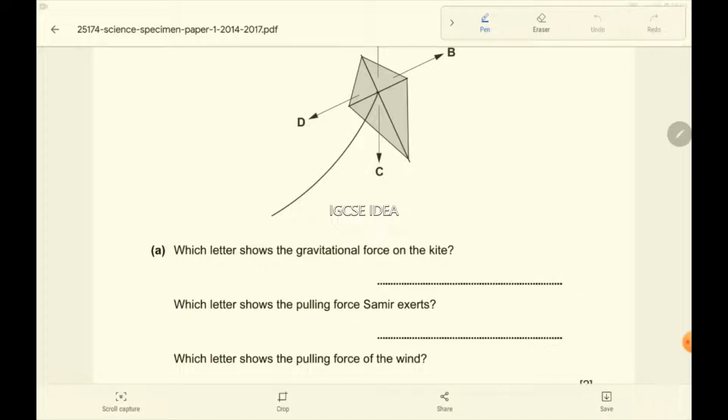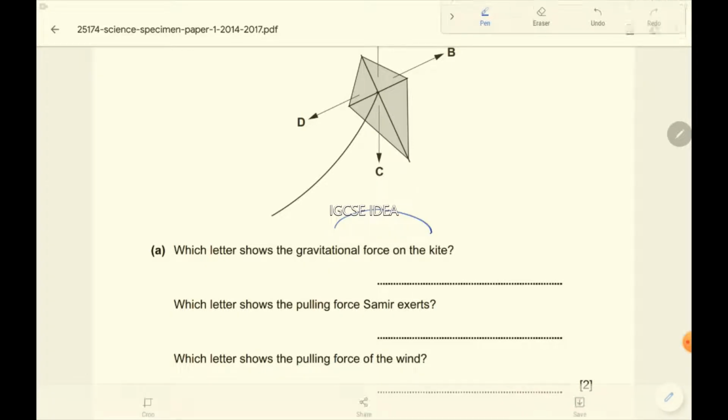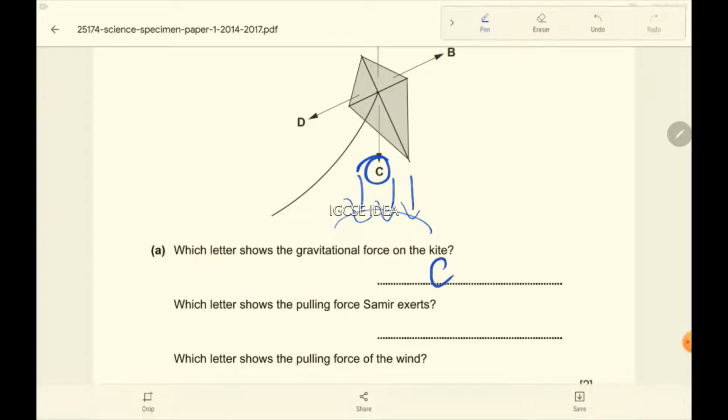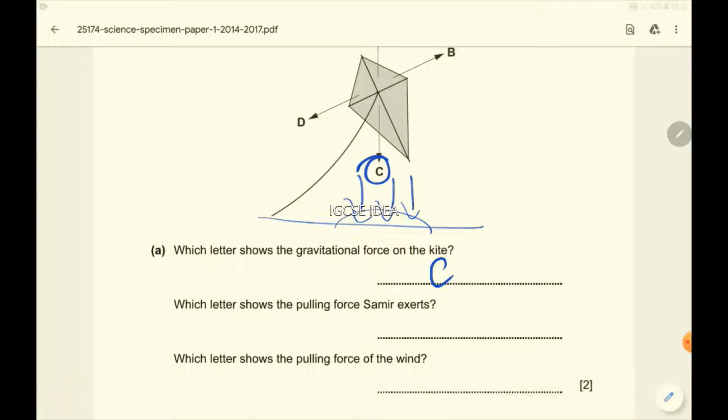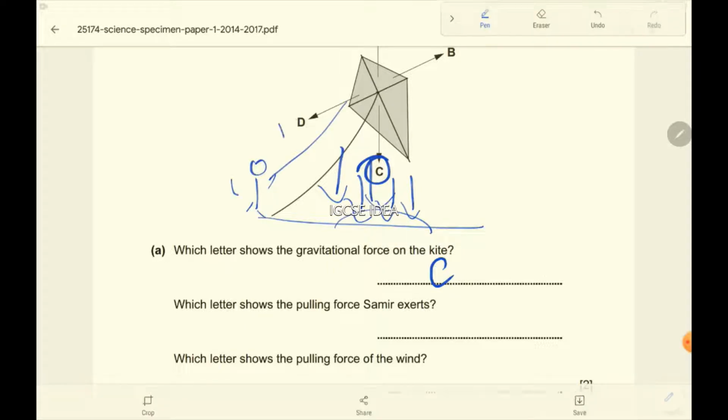Okay, gravitational force. The earth is down and the earth is what's having the gravitational force. So most probably it's the letter C. Which letter shows the pulling force Samir exerts? Now, the floor is here, gravity is over here. Samir is over here and he's pulling it from D. So, it's letter D.